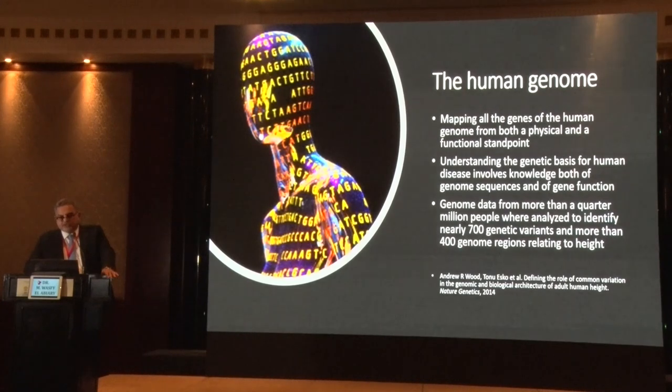The human genome mapping of all the genes was in 2003, I think, with Bill Clinton and Tony Blair. Seven countries actually worked on it. Mapping of all the genes of the human genome from both a physical and functional standpoint was done. Understanding the genetic basis for human disease involves knowledge of both genome sequences and gene function. Genome data from more than 250,000 people were analyzed to identify nearly 700 genetic variants and more than 400 genome regions relating to height. So you can have a single monogenic cause for short stature, but there is also what you call a polygenic picture, where you don't have much to do.